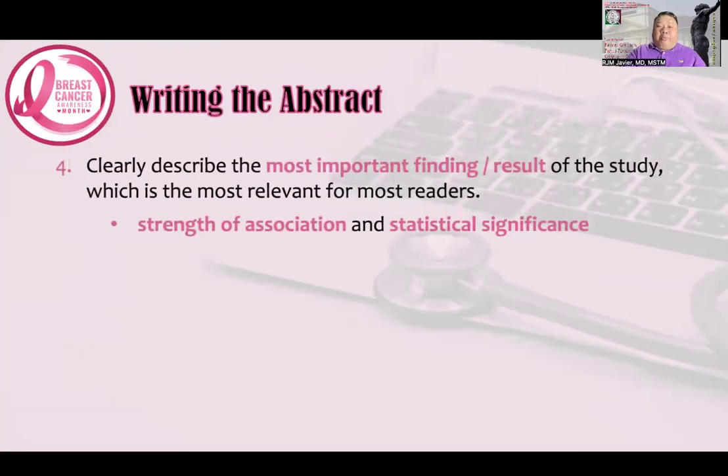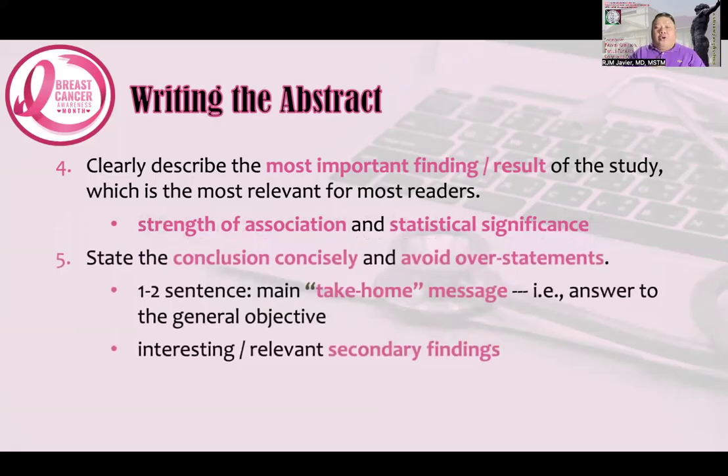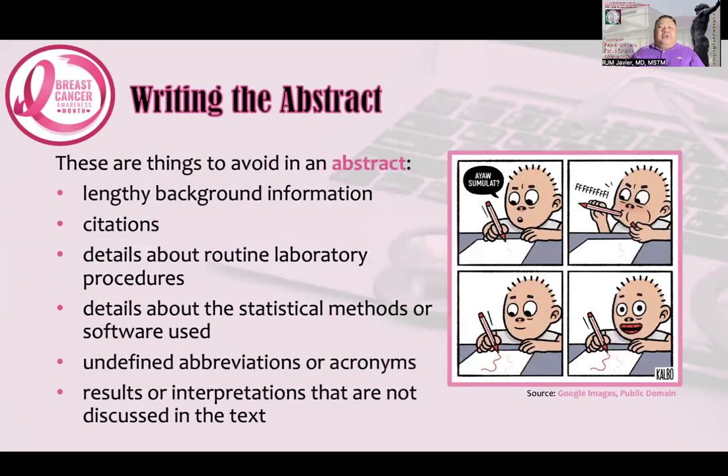Clearly describe the most important finding or the main result of the study. Normally, we look into the general objective and we just answer the general objective by giving the strength of association if this is something that is analytical in nature, and then whether or not this strength of association is statistically significant or not. Then state the conclusion concisely and avoid overstatements. Normally, there should be main take-home messages, and the others would be considered just secondary findings. So just a few tips.